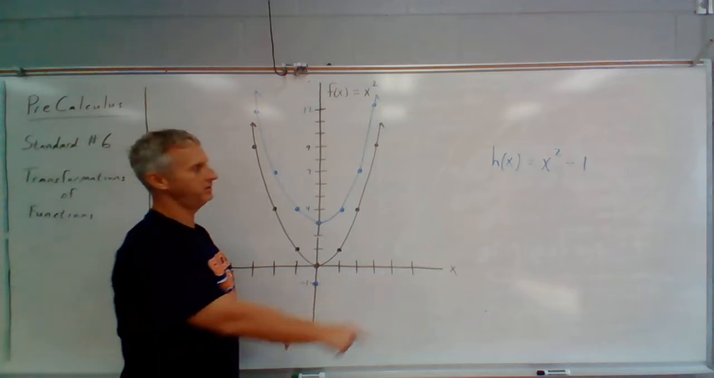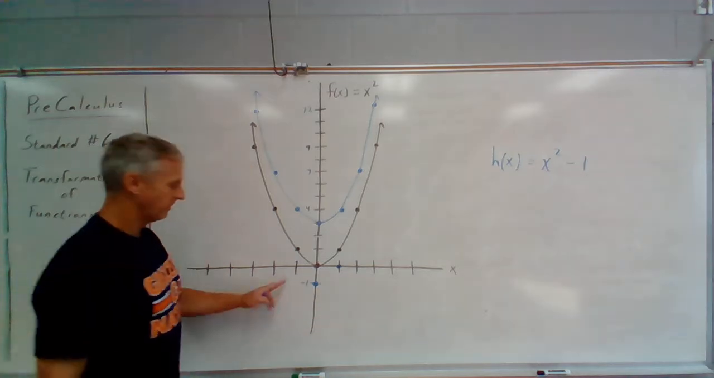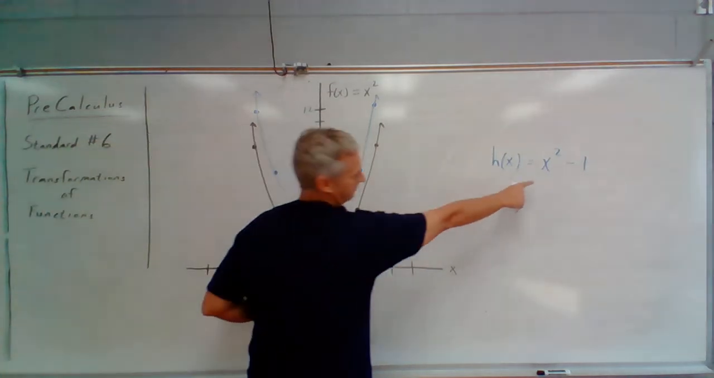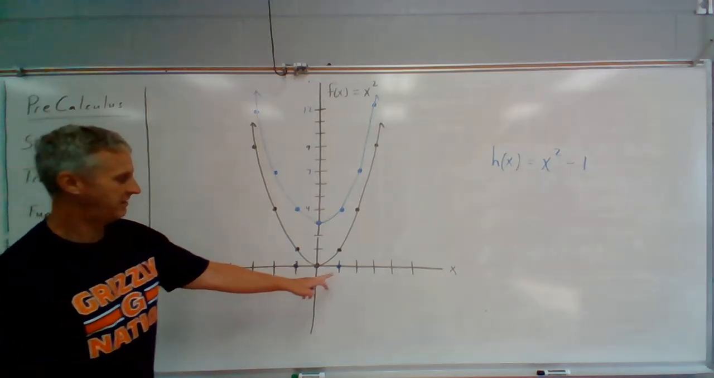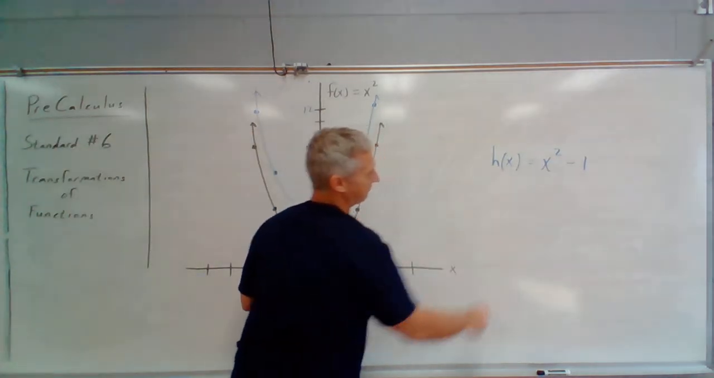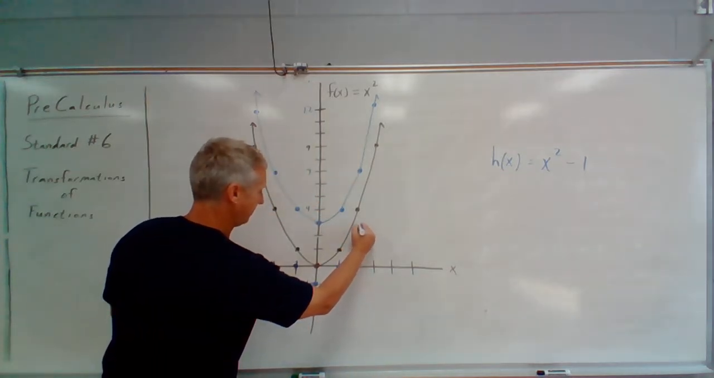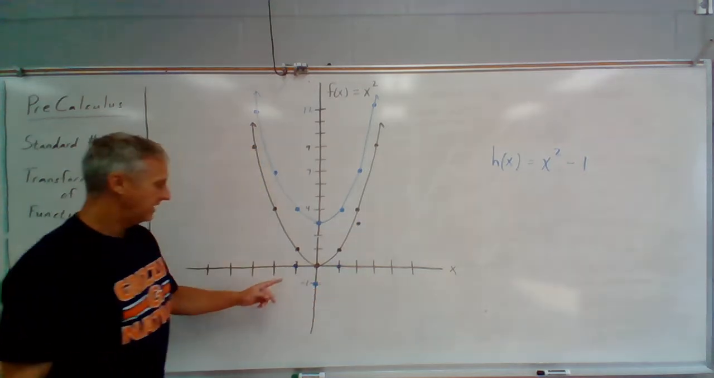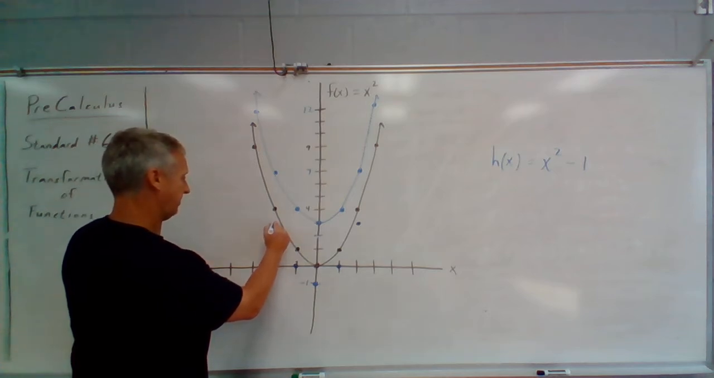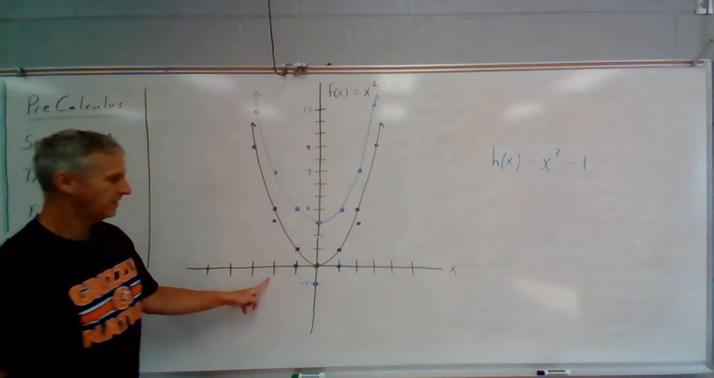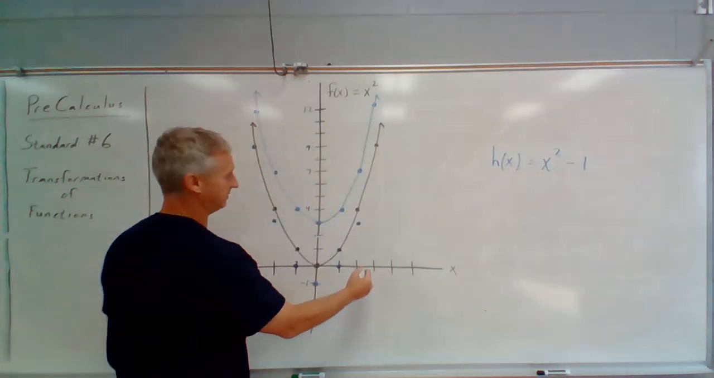If I plug in a 1 for my x, I'll get 1 minus 1 is 0. Plug in a negative 1 for x. Negative 1 squared is 1, 1 minus 1 is 0. If I plug in a 2, I get 4 minus 1 is 3. So that would be here. If I plug in a negative 2, I get 4 minus 1 is 3. That's here. If I plug in a 3 to this new function, I get 8.